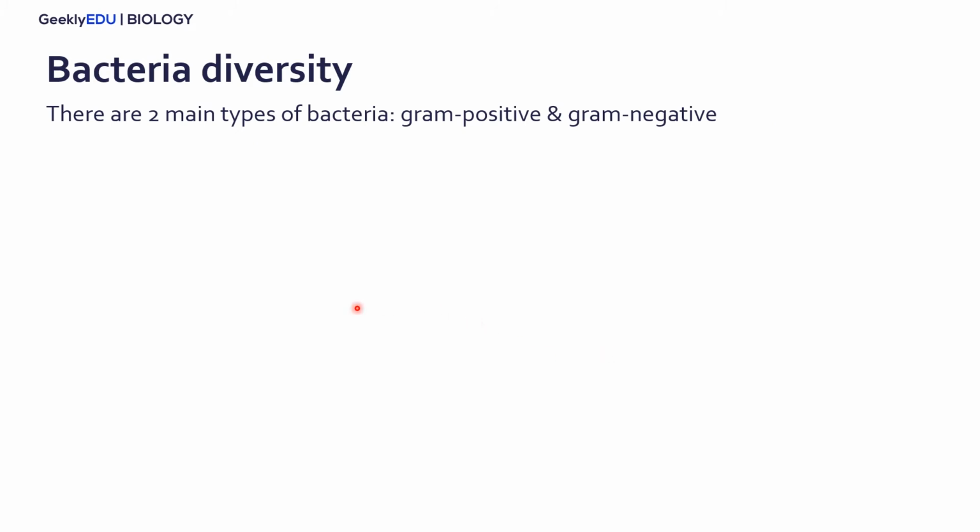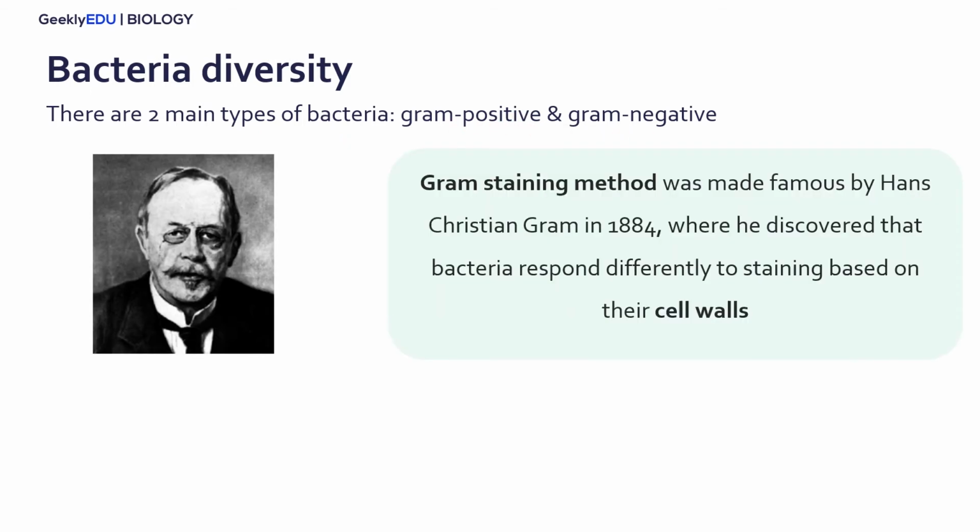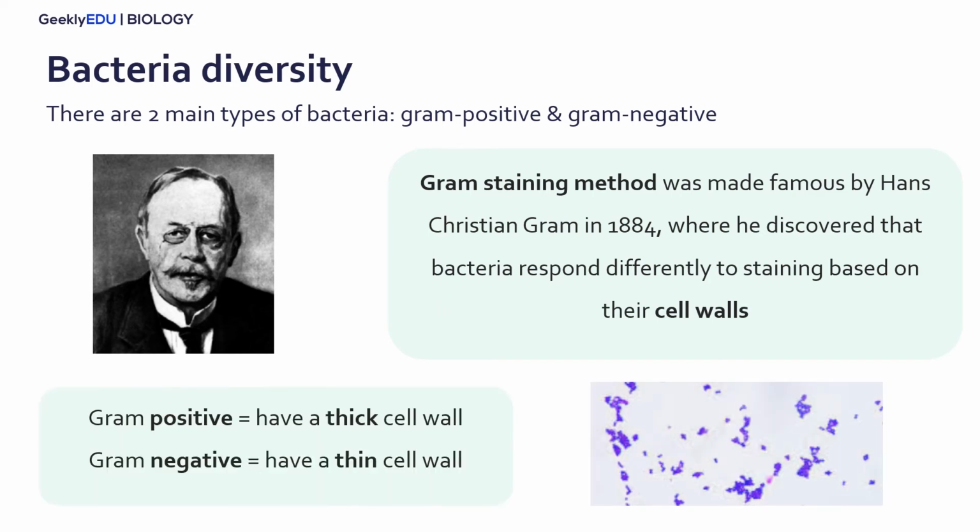Bacteria can be broadly described as being two main types. So we have our gram-positive and gram-negative. This comes from what's called the Gram staining method, and it was made famous by a Danish scientist, Hans Christian Gram, in 1884. And so he basically stained the cell walls of bacteria and then found that some bacteria stained a little bit different color because it had a thick cell wall, so that's called gram-positive. And others were stained slightly different color because of their thin cell wall, which makes them gram-negative.